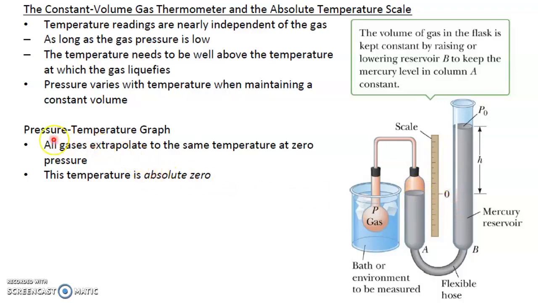With that, we can plot a pressure-temperature graph, and as mentioned here, all gases extrapolate to the same temperature at zero pressure. This temperature is absolute zero.